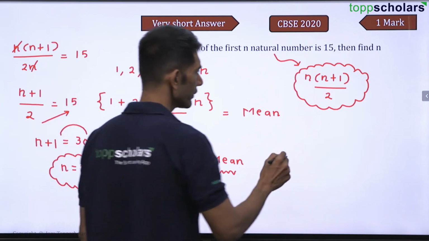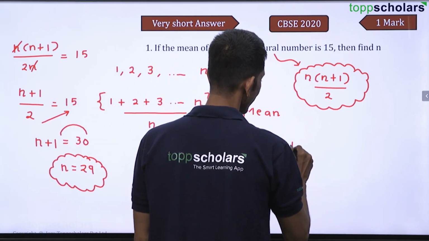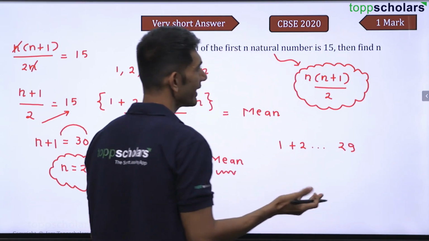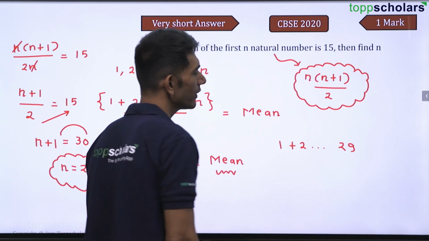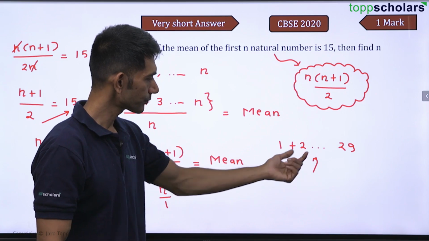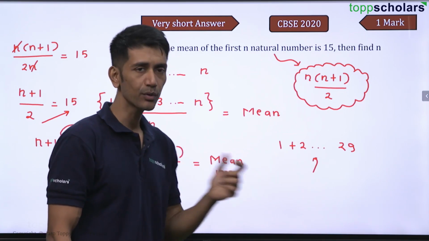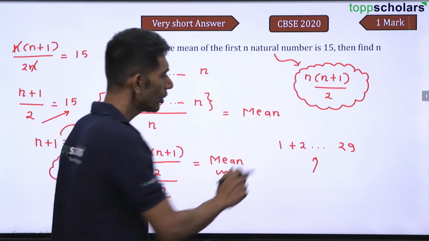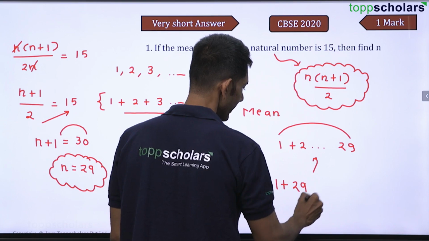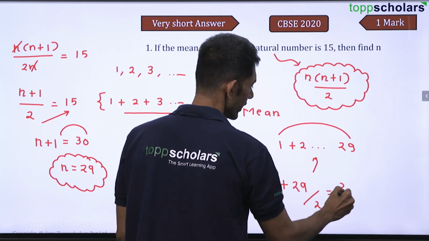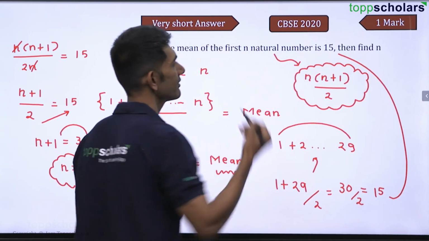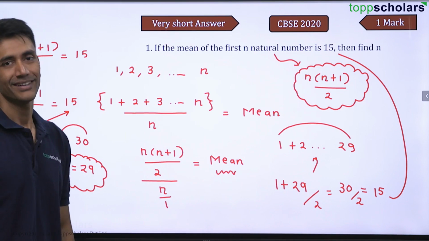And obviously, if you see 1 to 29, if I have 1, 2, 3 up to 29, I can find out easily, right? n into n plus 1, the whole divided by 2. And if you see over here, the middle number of 1 and 29, how do you find out? 1 plus 29 divided by 2, 30 divided by 2. Are we getting 15? Yes, that means our answer is correct. Easy. Let's continue.